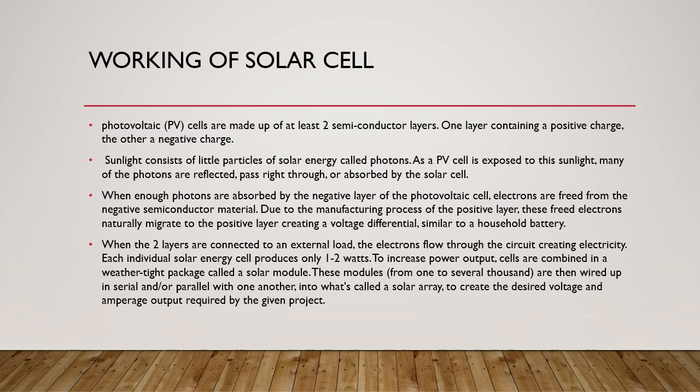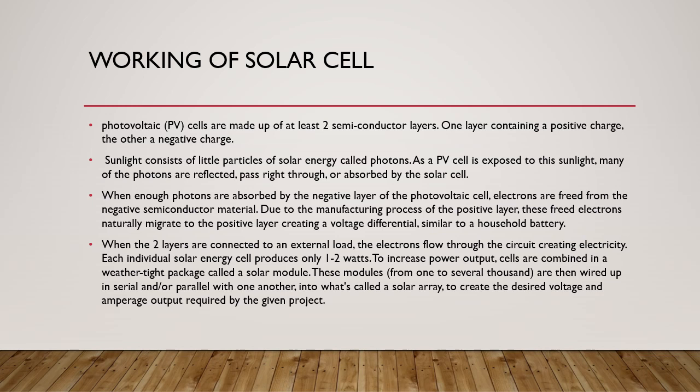Now let us discuss the working of solar cells. Photovoltaic cells are made up of at least two semiconductor layers, one layer containing the positive charge and the other the negative charge. Sunlight consists of little particles of solar energy called photons. What are photons? They are little particles which come from the sunlight.